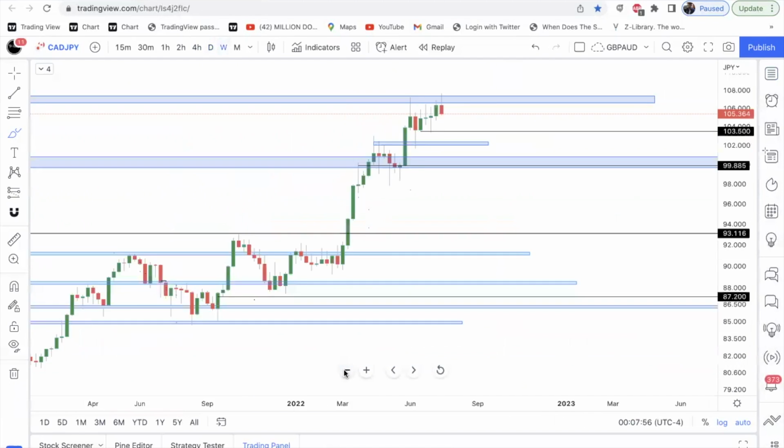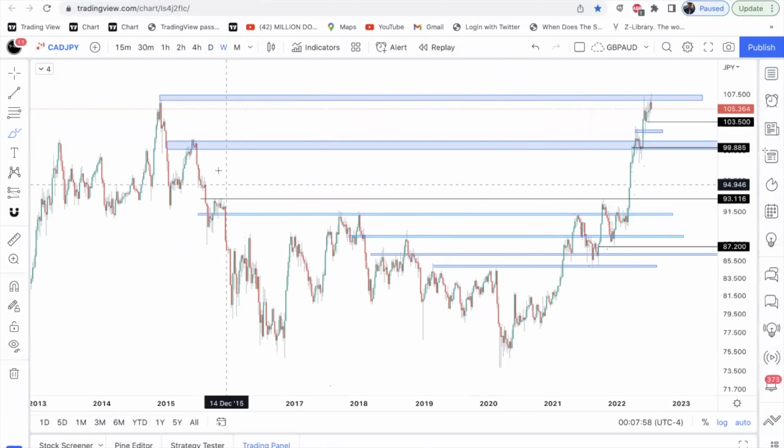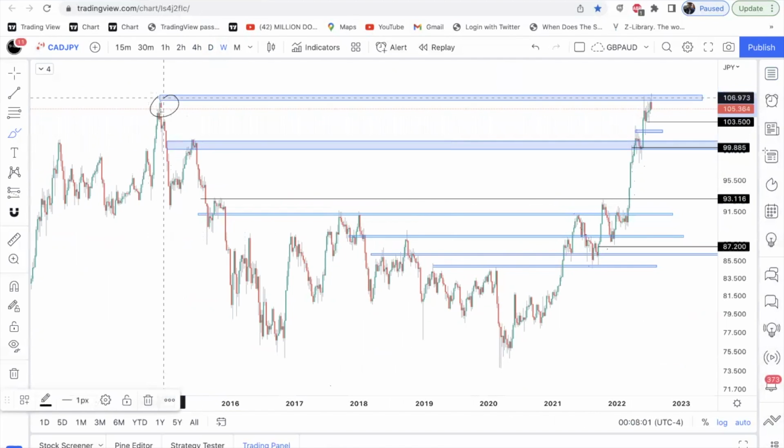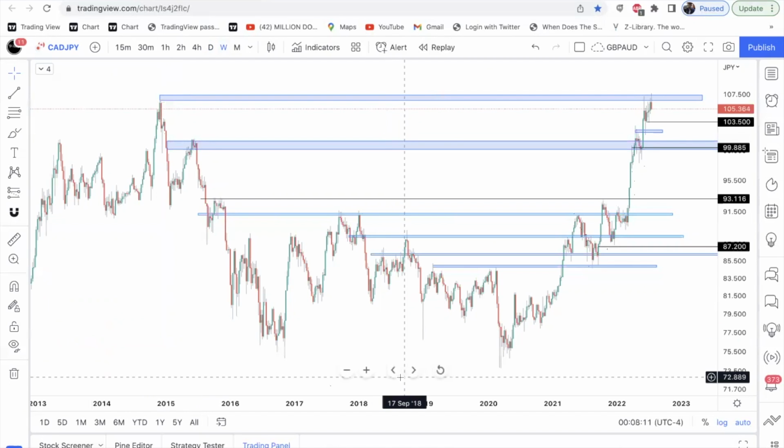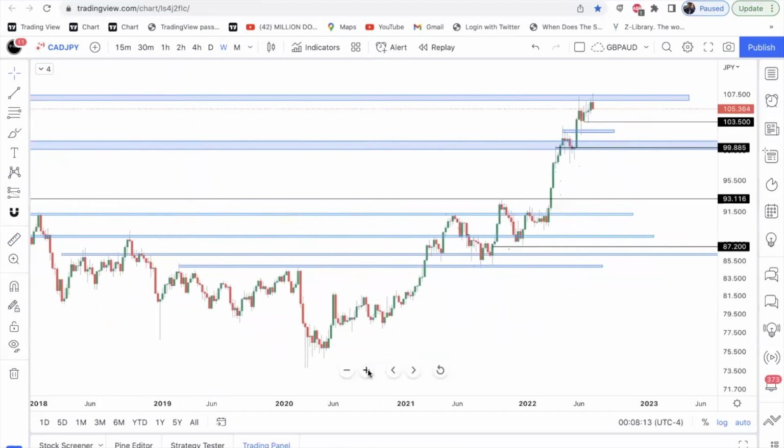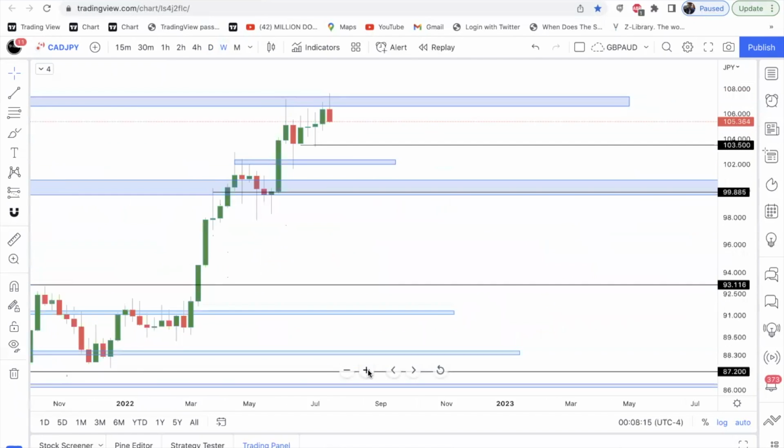Breaking down, we look to the left. All of these are at major levels, major tops. This is a major level of supply. A lot of these are at yearly highs. This is the highest CADJPY has been since the end of 2014 going into 2015. So we're talking seven years, seven going on eight.